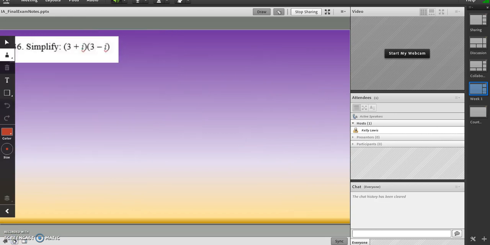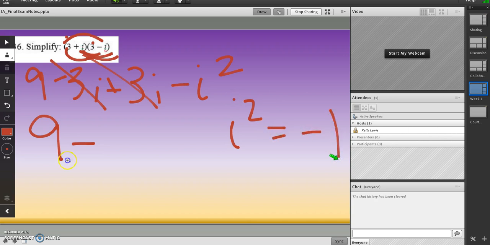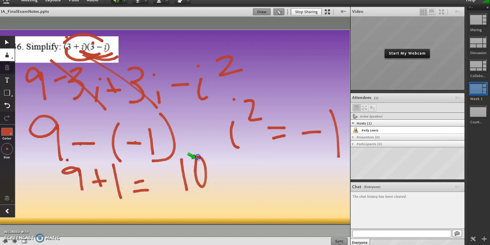Alrighty. Let's FOIL this. 3 times 3 is 9. 3 times negative i is negative 3i. i times 3 is 3i. i times negative i is negative i squared. So I have 9, and those guys cancel. Then I get minus i squared, which is the same as negative 1. So I have 9 minus negative 1. Minus the negative is the same as plus the positive. So I have 9 plus 1, which is 10.